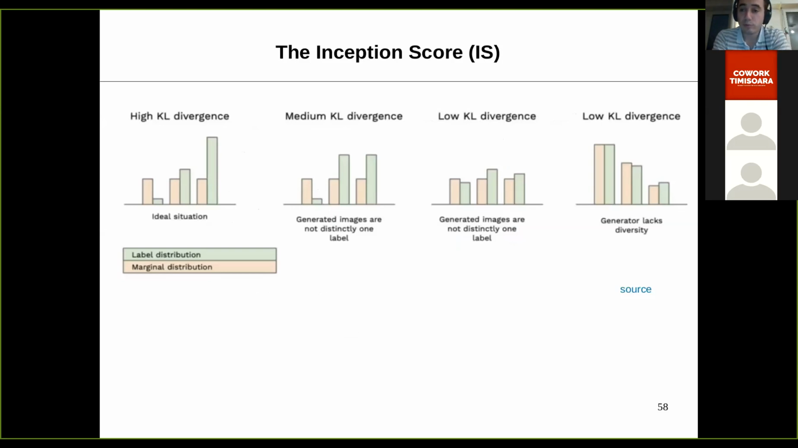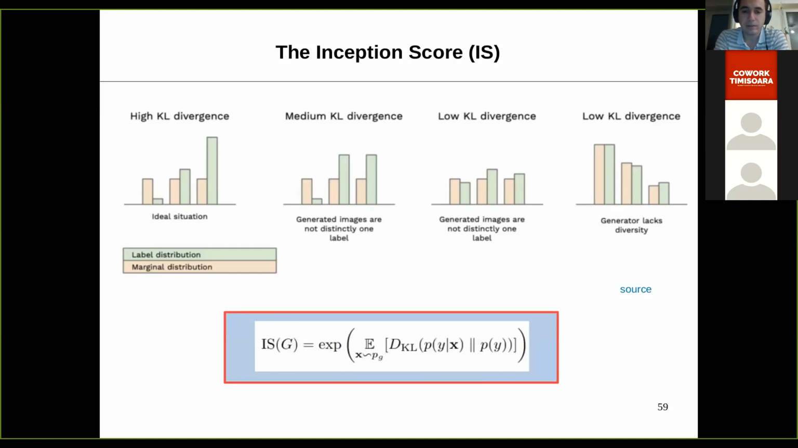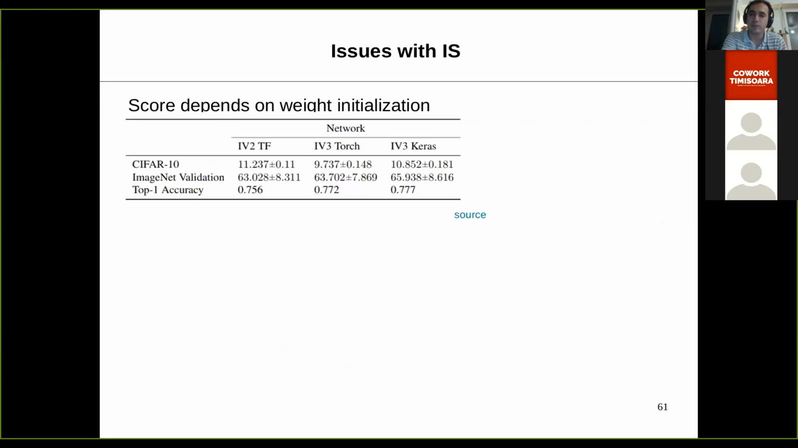Again, since we have two probability distributions, one is marginal over all classes, and one is the conditional probability of label y given the image. When we mix them together, what we want, in fact, is a high KL divergence between the label distribution and the marginal distribution, because that means we have high confidence for the class and almost uniform, or more uniform, marginal over the labels. And for this, we use KL divergence, and we have what we define as the Inception Score. Inception Score, the higher the better, and it depends on the training procedure and the training data set.